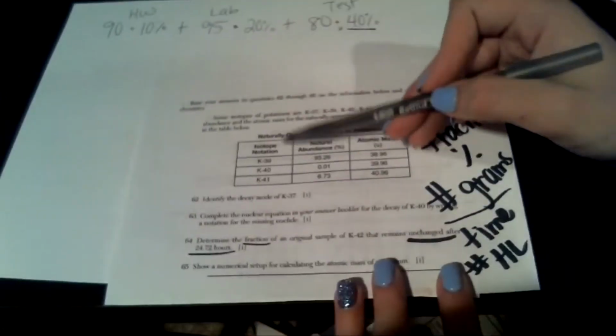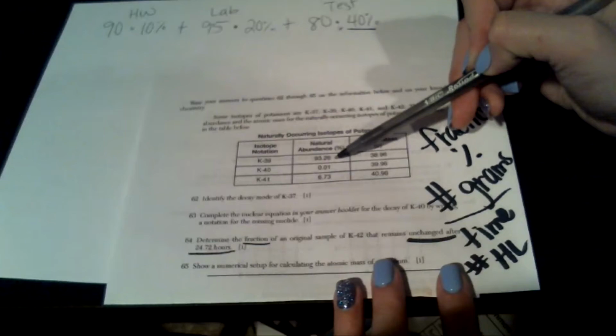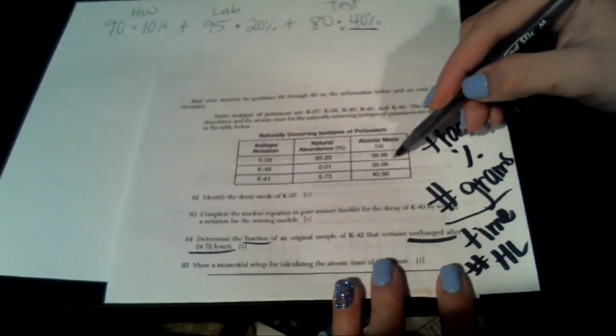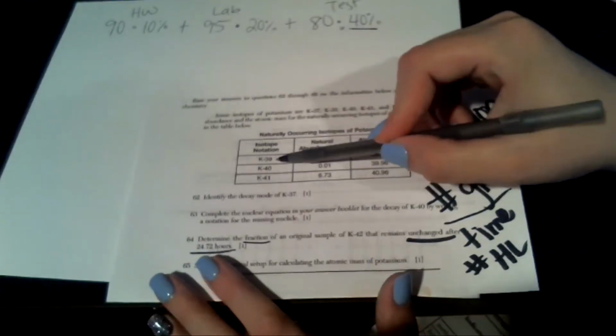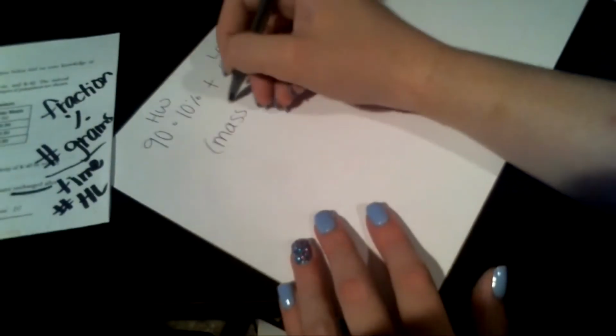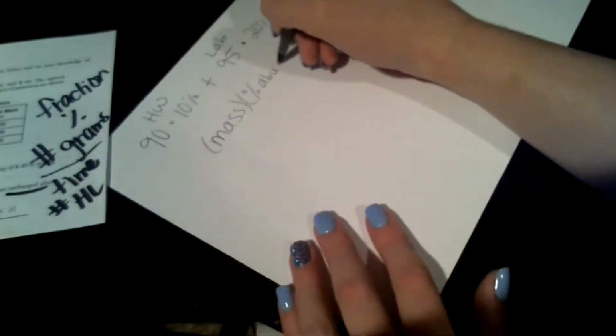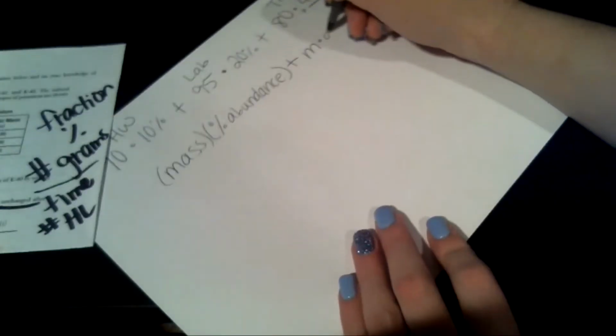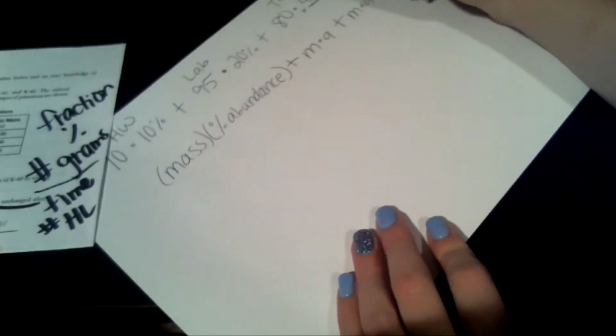So we know that most of the potassium on Earth, like 93% of it, has an atomic mass of 38.96, right? The isotopic notation gives it a mass number of 39. So how this works, we are going to take mass, multiply that by the percent abundance, add that to the next mass times abundance plus mass times abundance plus mass times abundance, all the way until you get all of your isotopes covered.